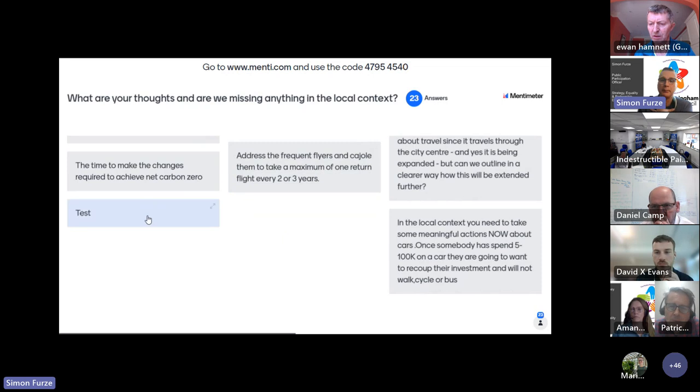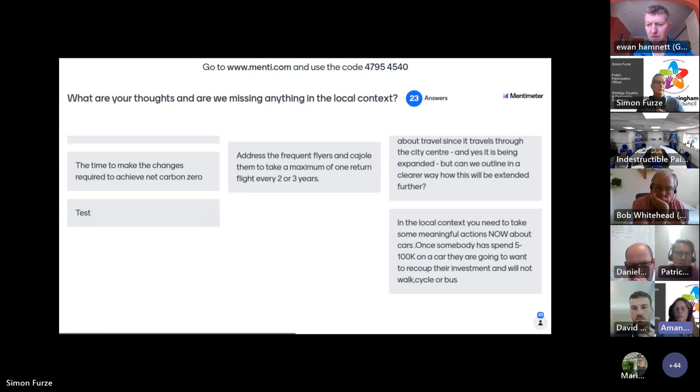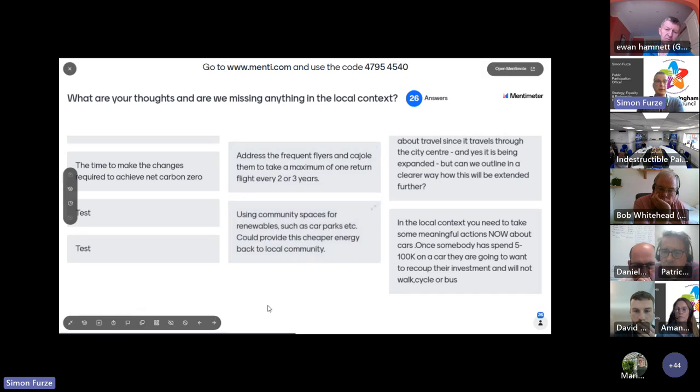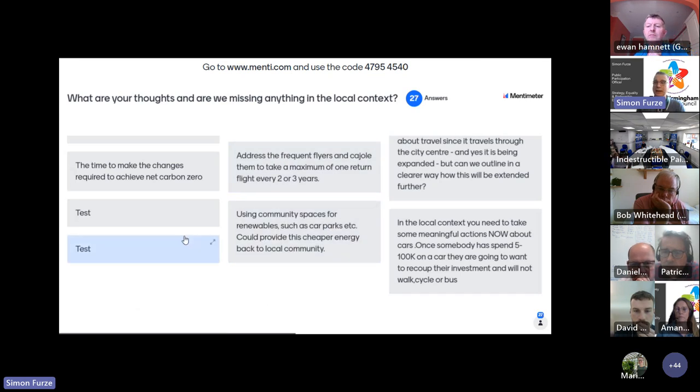Somebody just tested it. That was me, Simon, because somebody mentioned that Menti has stopped working, so I was testing it. It's still working. Apologies. No, that's fine. It's sometimes about connection. As I say, that's going to keep going, so please keep populating your wheel. I'm going to turn myself back onto mute and hand back to you, Dave.